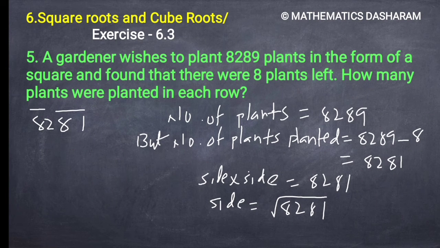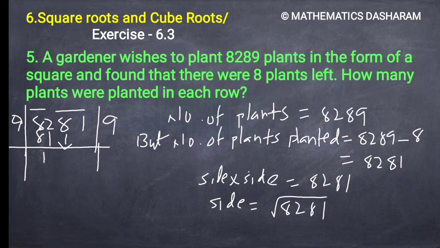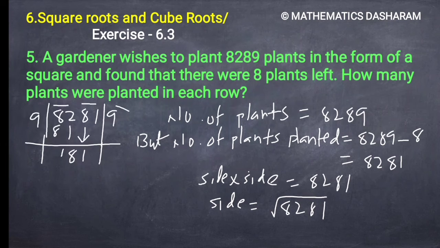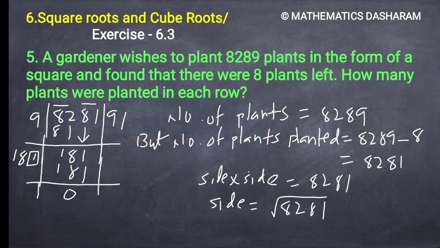Here 81 is one pair, 82 is another pair. So 9 into 9, 9 9s are 81. So the remainder is 1. Bring down the next pair. So do twice the quotient, that is 18, and beside it the suitable digit is 1. 181 into 1 is 181. So then the remainder is 0. So therefore the square root of 8281 is 91. So the number of plants planted in each row is 91 plants.